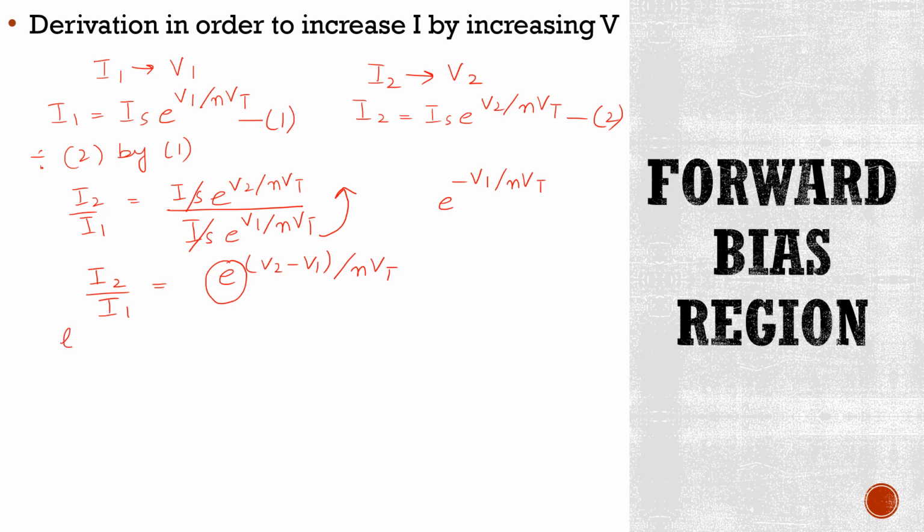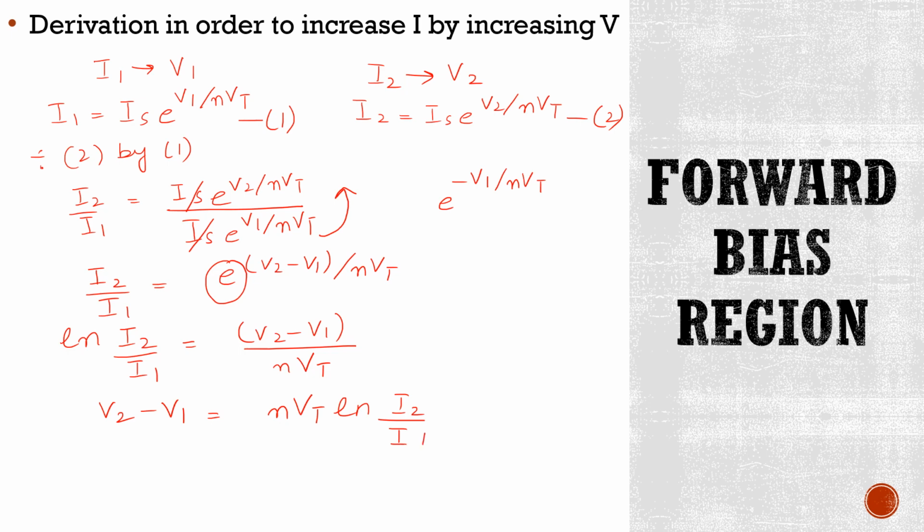So after taking log on both sides, we will get ln(I2 divided by I1) is equal to (V2 minus V1) divided by nVT, which can be rewritten as V2 minus V1 is equal to nVT ln(I2 divided by I1).